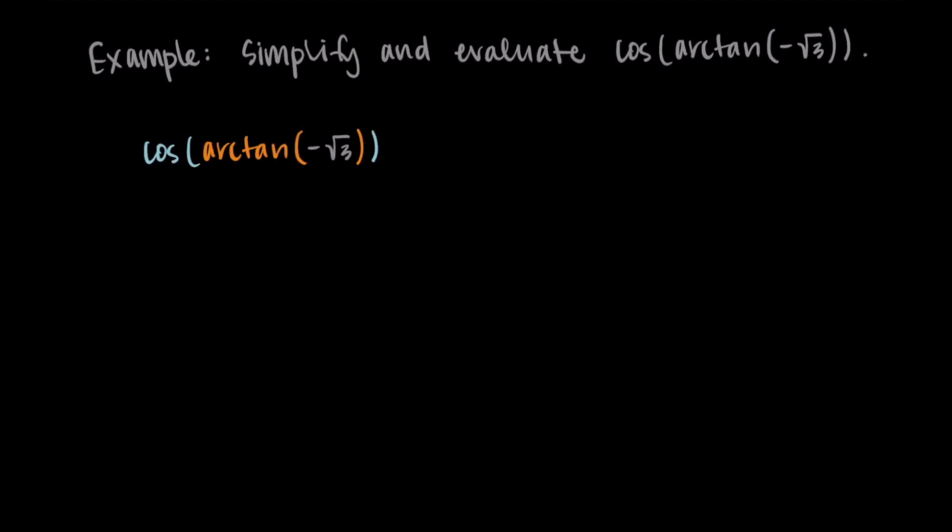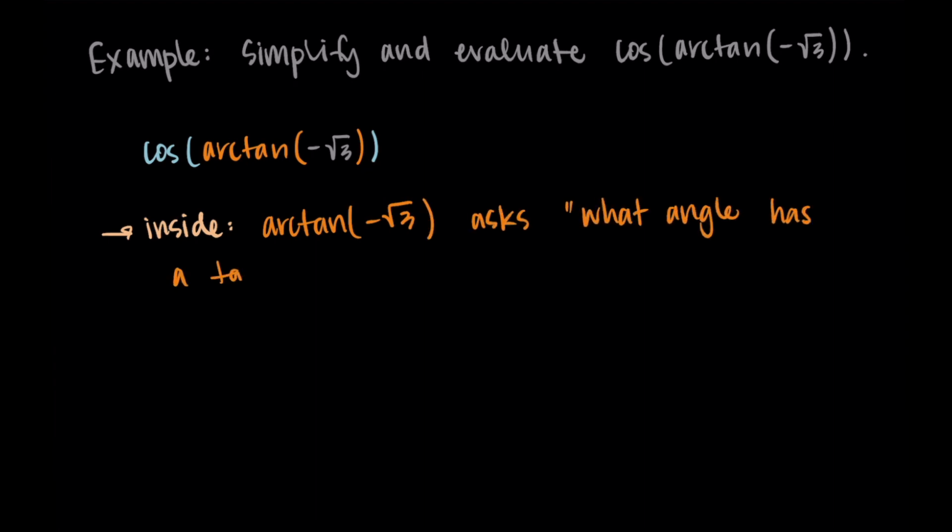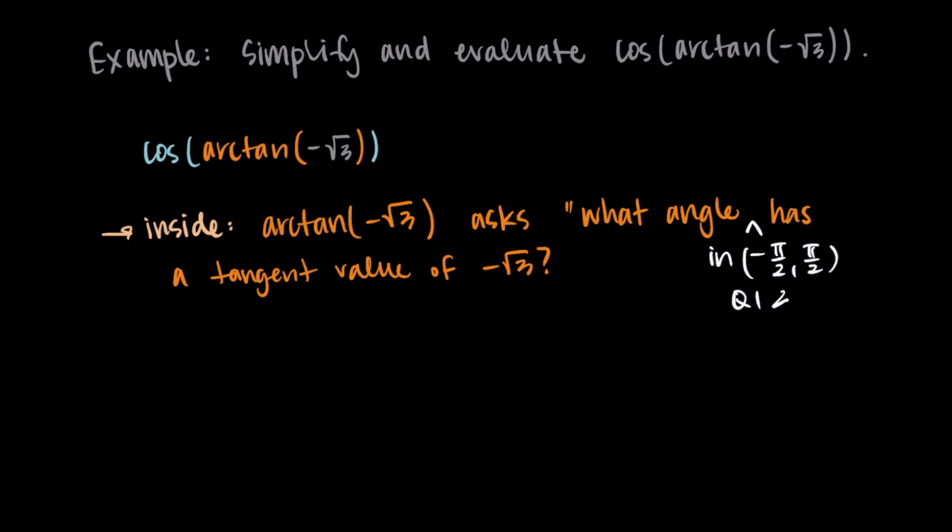Alright, so starting with the inside, I have arctangent of negative square root of 3. This asks, what angle has a tangent value of negative square root of 3? And specifically, I want to know which angle in the interval from negative pi over 2 to pi over 2, which is quadrants 1 and 4. So that input is a negative square root of 3, which means that we're in quadrant 4, since that's where tangent is negative. It's positive in quadrant 1, but it's negative in quadrant 4.